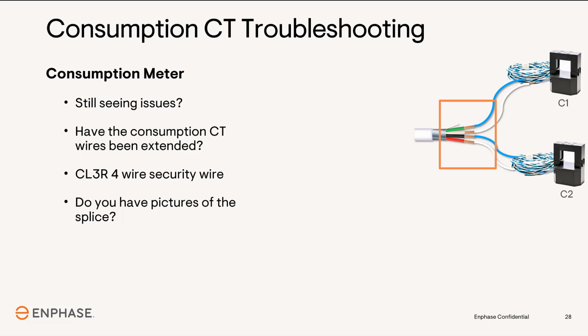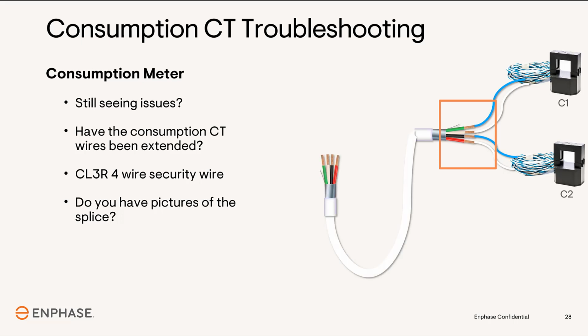In this example, the C1 CT blue wire is connected to the green wire, and the white wire is connected to the white wire. For the C2 CT, the blue wire is connected to the black wire, and the white wire is connected to the red wire.